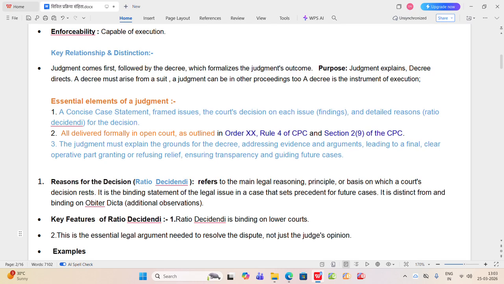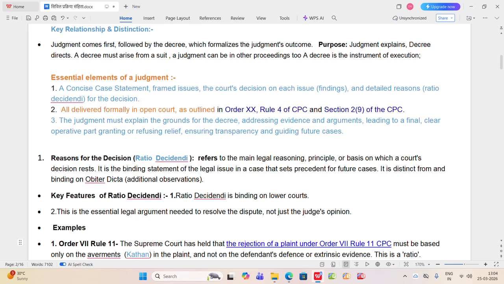Now, what are the key features of ratio decidendi? Ratio decidendi is binding on lower courts. The lower courts must follow the decisions based on ratio decidendi. Secondly, this is the essential legal argument needed to resolve the dispute, not just the judge's opinion. So, ratio decidendi is a legal argument. It is not just judge's opinion.